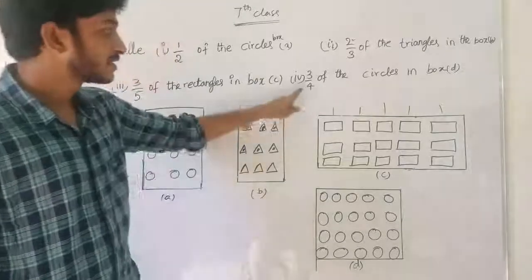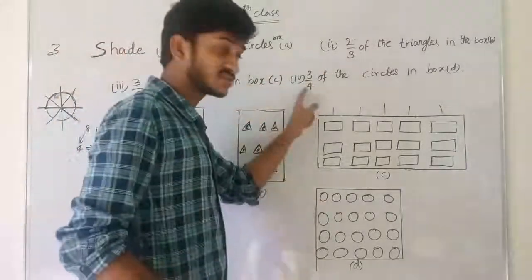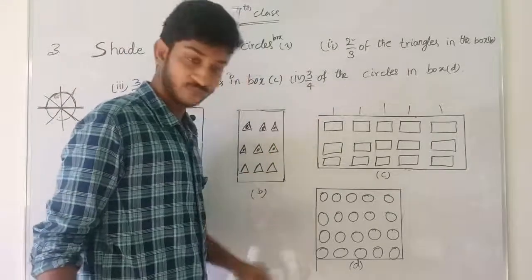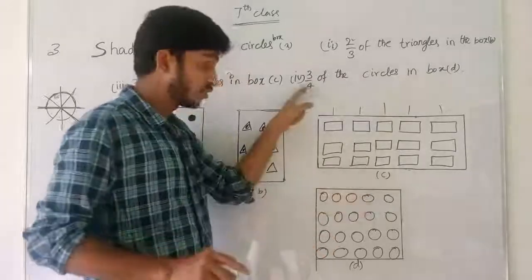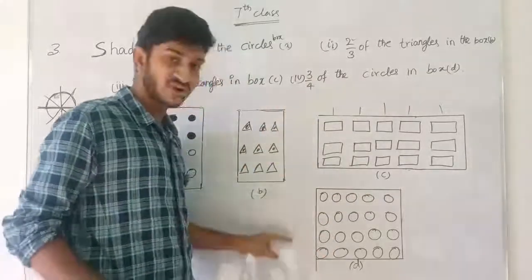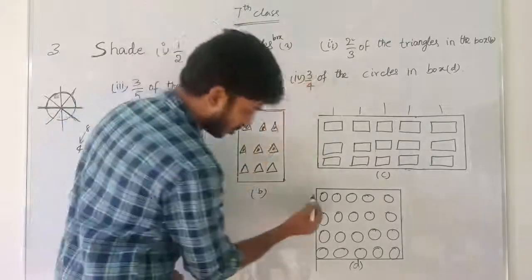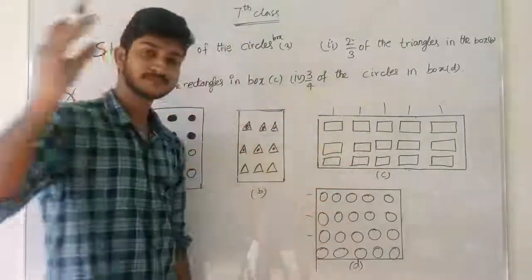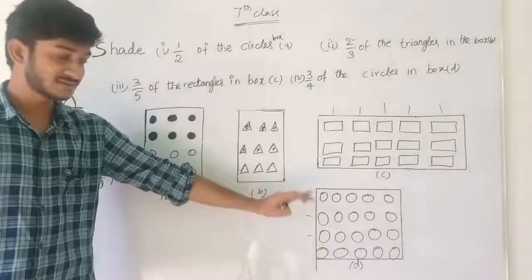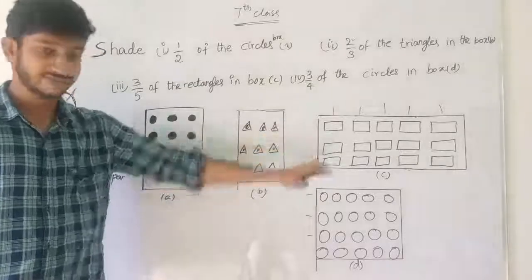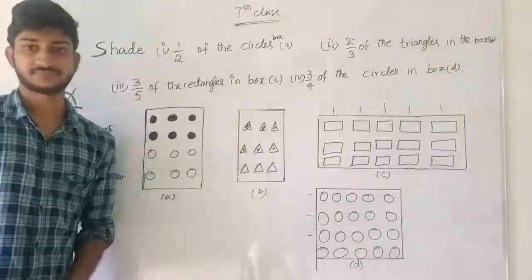And see here, 3/4 of the circles in the box. The circles are divided into how many parts? 4 parts, 1, 2, 3, 4. If you take column wise there are 5, but we have 4 parts only, that's why I am taking row wise. In these 4 parts we have to shade 3 parts, so shade this, this, and this. Children, shade these 3 figures. Copy down and shade.